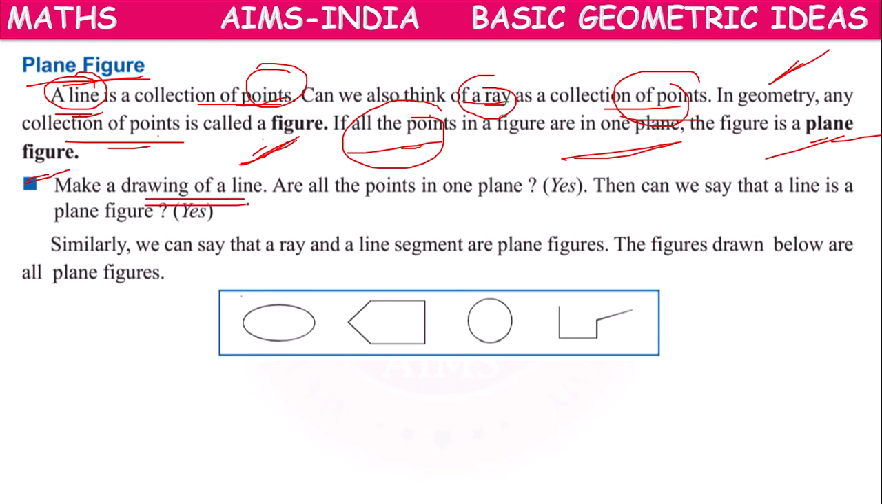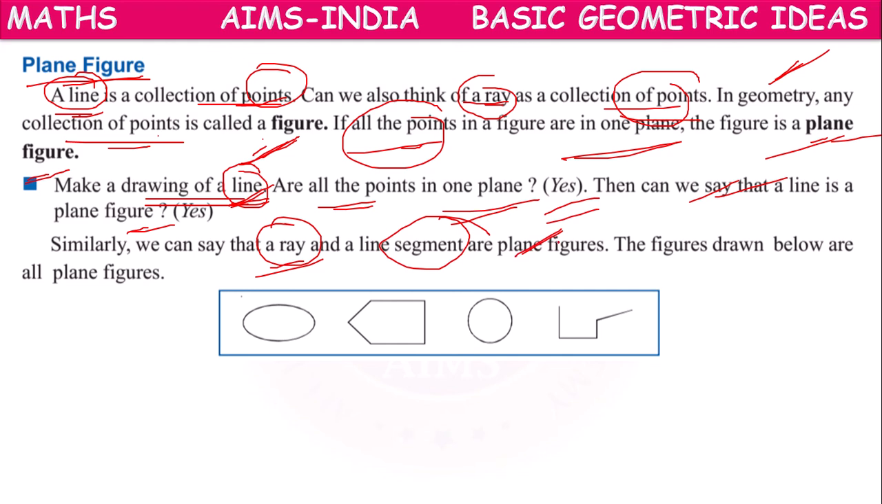So if you draw a line, all the points on the line will be on the same line. All the points will be on one plane. So we can say that a line is a plane figure. In the same way, a ray or a line segment are also plane figures.